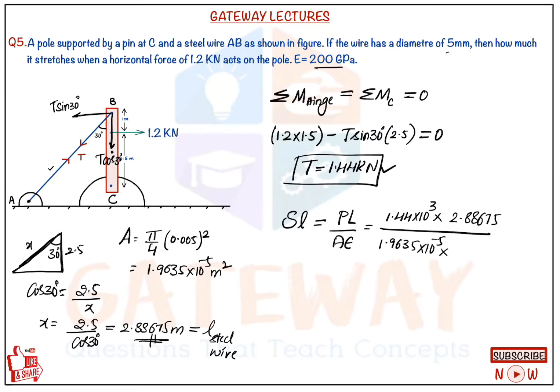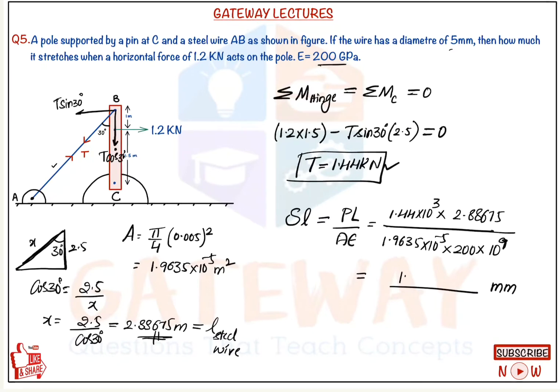Young's modulus is 200 gigapascals, so it is 200 into 10 power 9 Newton per meter square. From that we get the value in meters: 1.05855 into 10 power minus 3 meters. To get the answer in mm, we multiply by 1000, and we get 1.05855 mm. Also, in these types of questions, they will mostly be fill in the blanks, where they ask for the answer correct to 1 decimal and correct to 2 decimals. So let us see how to correct it to 1 decimal and 2 decimals.